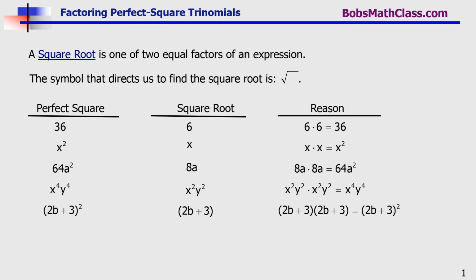A perfect square is a number like 36. And the square root is one of two equal factors. It's the number that when multiplied by itself gives you the perfect square. So in this case, the square root is 6, because 6 times 6 is 36. For another expression, x squared, the square root would be x, because x times x equals x squared.